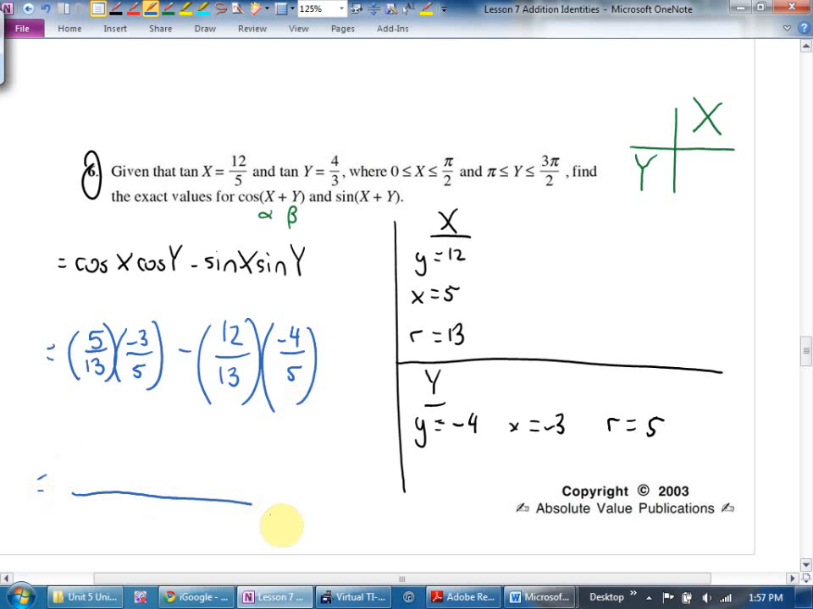Conveniently, I end up with a lovely common denominator, Hannah, of 65. And in fact, on the top, I get negative 15 minus negative 48. What's a minus minus the same as? Yeah, this is really going to be 48 take away 15, 33 over 65.